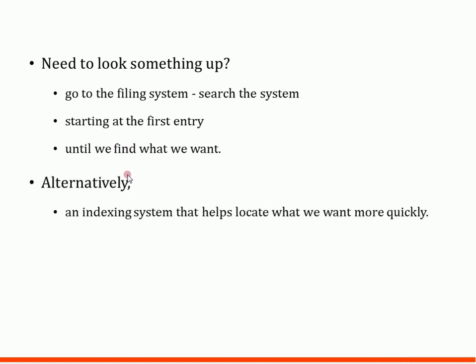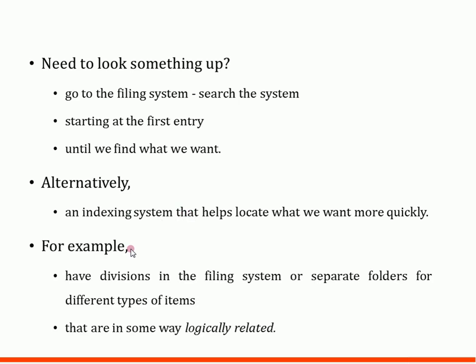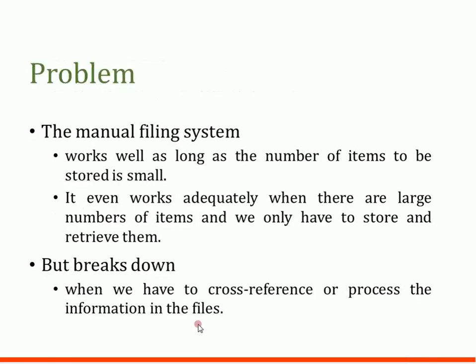One alternative for this is to use an indexing system, like the index of a book. You can go for the index system so that you can randomly go to the particular item which you need based on the index. For example, you can have divisions in the file systems, or separate folders that hold different types of items. So the objective of these filing folders is to have data which are logically related together.